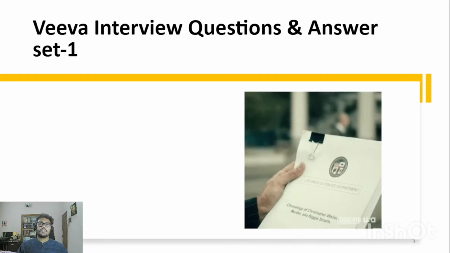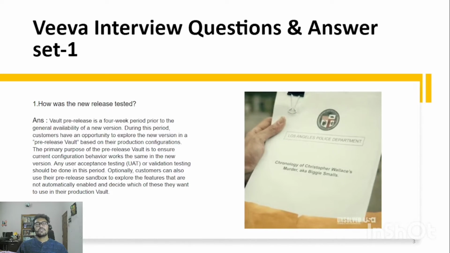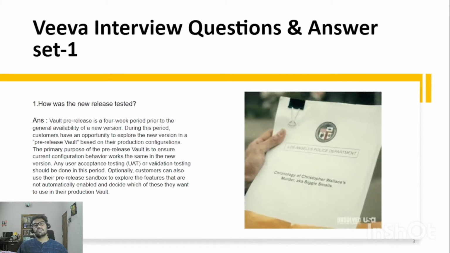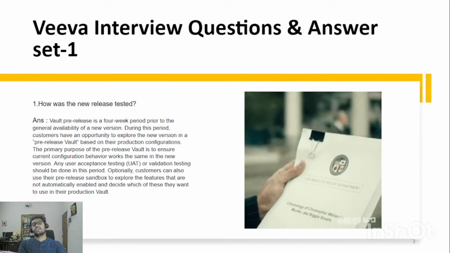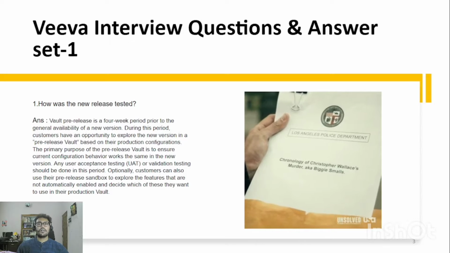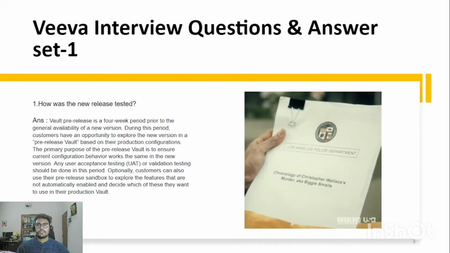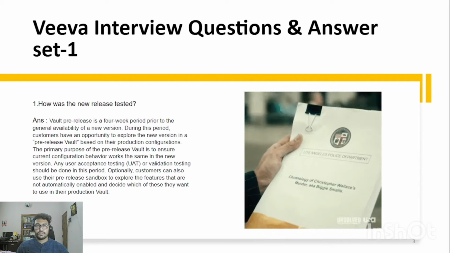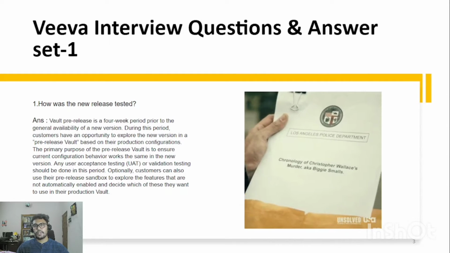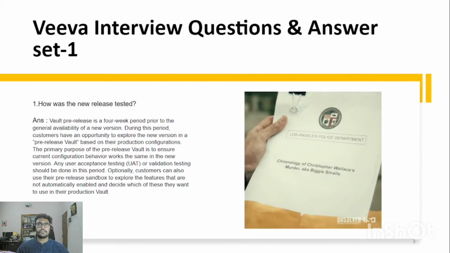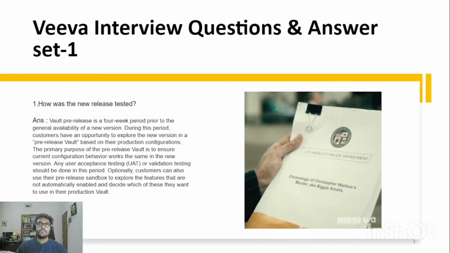The first question of the 13 questions is: how was the new release tested? You know that Veeva releases its features three times a year. If you work with a client and the client wants some feature, they want to test it before Veeva auto go-live. Some features are auto-on and some are admin checkbox enabled. So how do you test that feature?